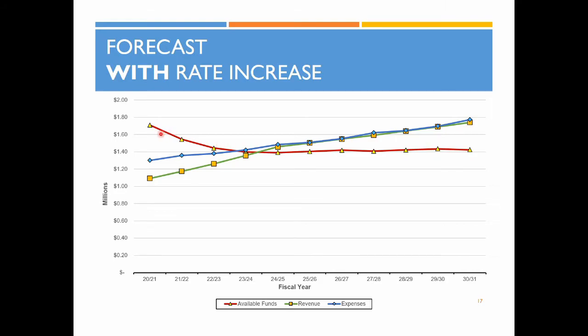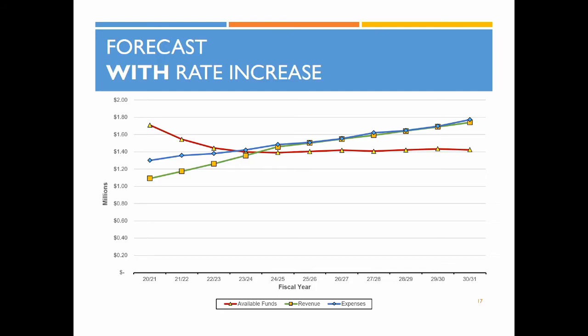The red line is our reserved funds. This is like our savings account. And remember that I told you that our goal is to keep this red line above $1 million so that we can perform emergency construction projects without taking out loans or going bankrupt. This chart is a really good representation of how the fee increase can positively impact our district's finances.